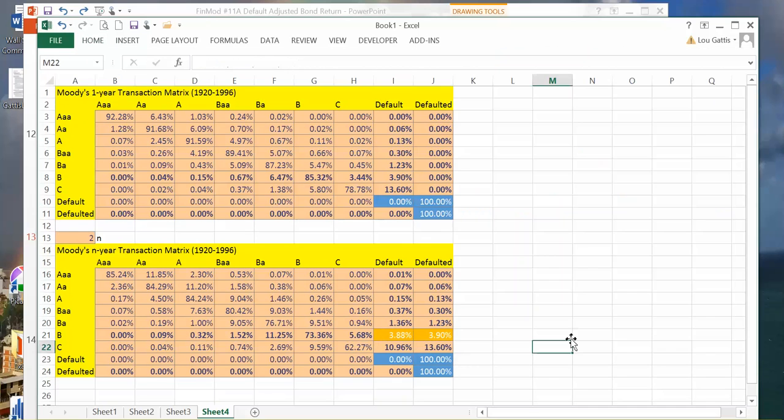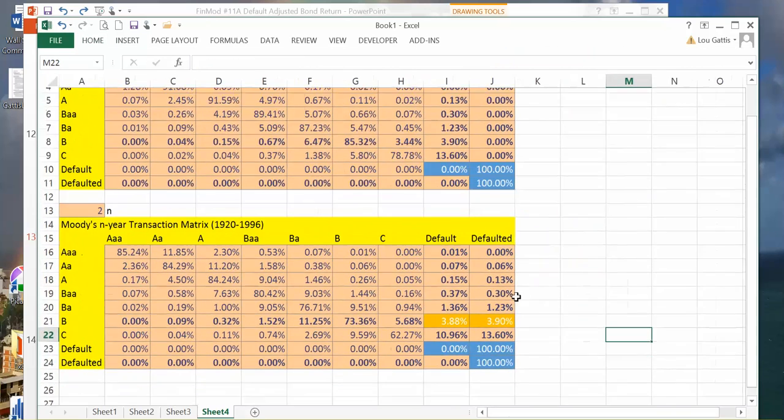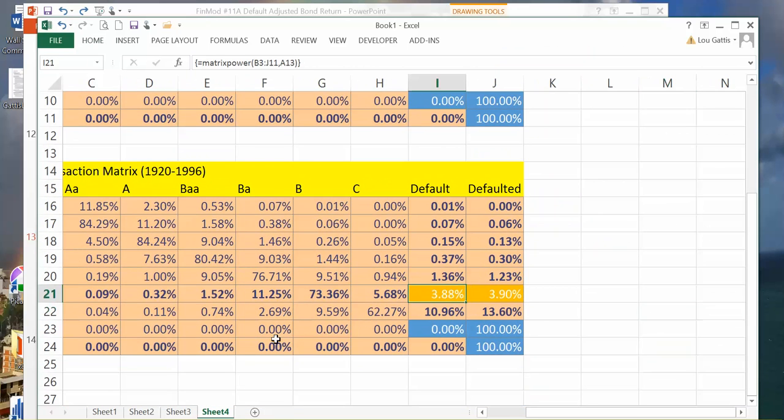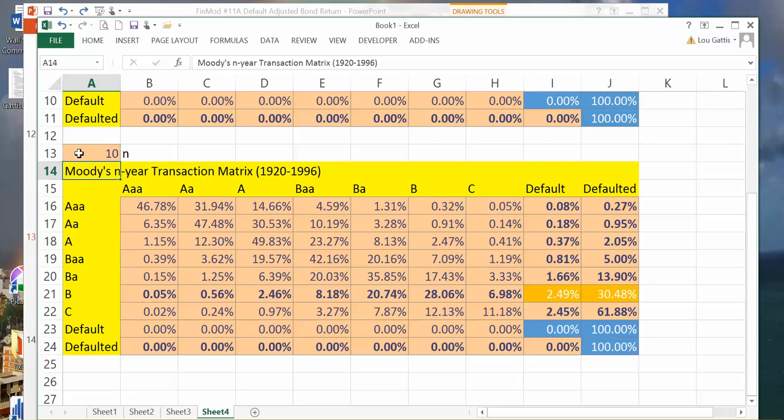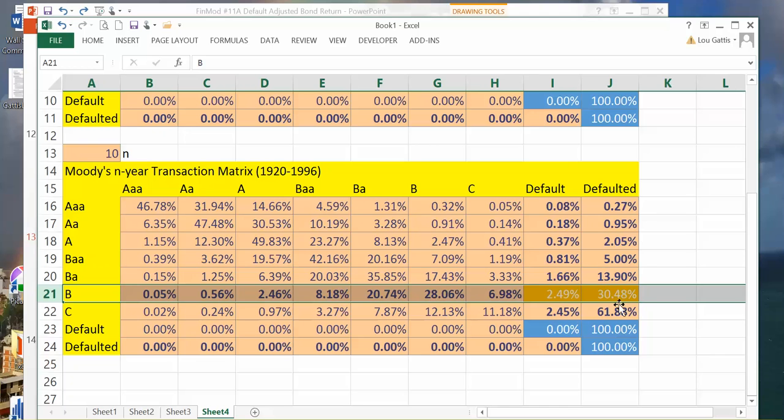For my 2-year bond, there's a 3.9% chance that at the end of year 2 it has already defaulted. In other words, this is the probability it defaults in year 1. This is the probability it defaults in year 2. Now the nice thing about this spreadsheet is if I make a 10-year transition matrix, this is the probability that the bond has defaulted in years 1 through 9. This is the probability that the bond has defaulted in year 10.